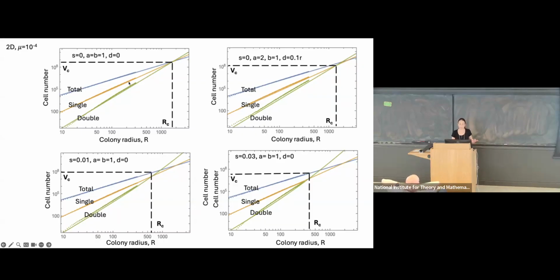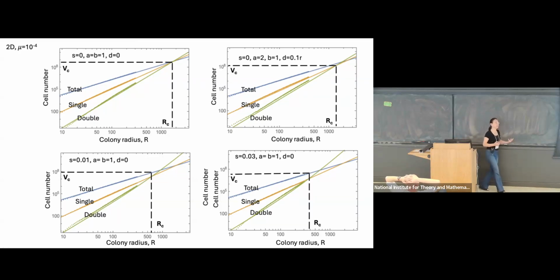They work pretty well. But you can see that the simulations stop here. And why do they stop? Because when the colony radius reaches, what, 400, the total number of cells is 10 to the 7. And you can't really simulate anymore, especially if you want to get some statistics. You can simulate once, but okay. And my theory is cheap. It can go to any size, right?